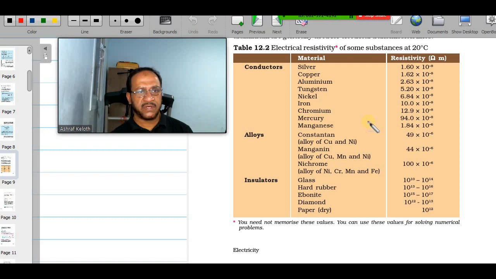And what is the B part of that question? Which material is the best conductor? In this table, which has the smallest value of resistivity? Silver. The first one is what? 1.6 into 10 raised to minus 8. That is silver. So silver is the best conductor among all the metals. Silver is the best conductor because its resistivity is 1.6 into 10 raised to minus 8 ohm meter.